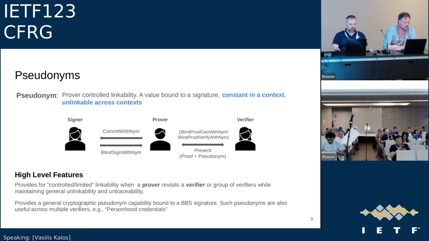The third document now, which is the main thing that we want to talk about today, is regarding pseudonyms. So a pseudonym is essentially a value that is bound to a signature and is constant in a specific context, but unlinkable across contexts. And this context can be an application context, can be a specific relying party identifier, and so on. So this provides a way for a prover to have some sort of pseudonymous identity for this specific context, but to retain all the privacy guarantees across different contexts. Next, please.